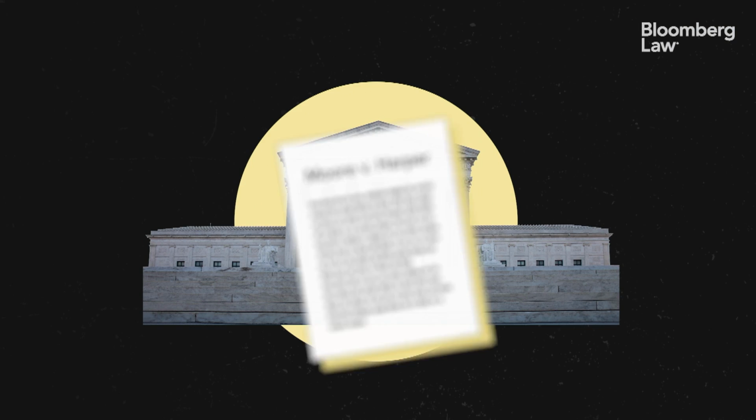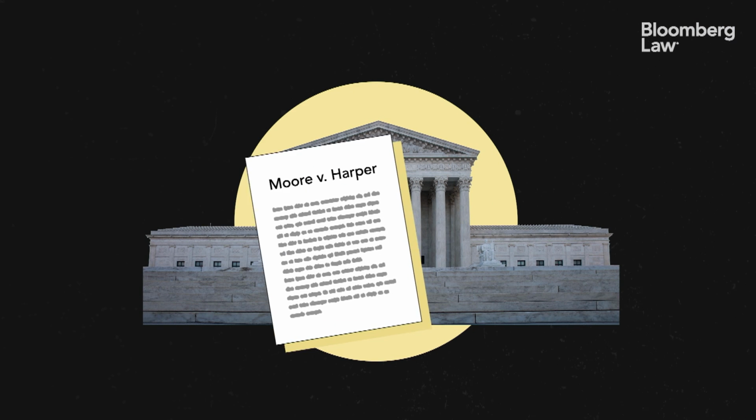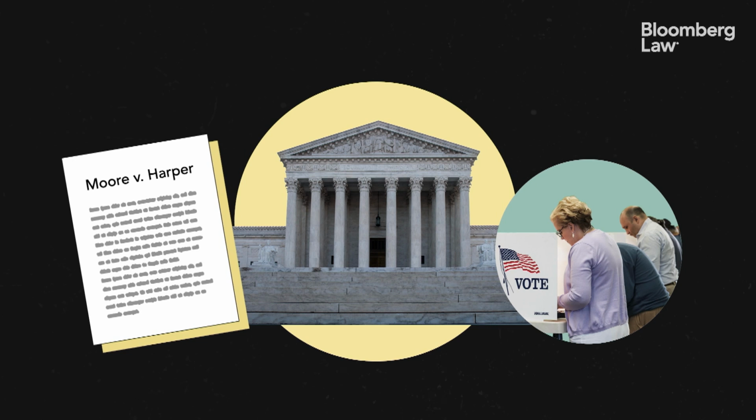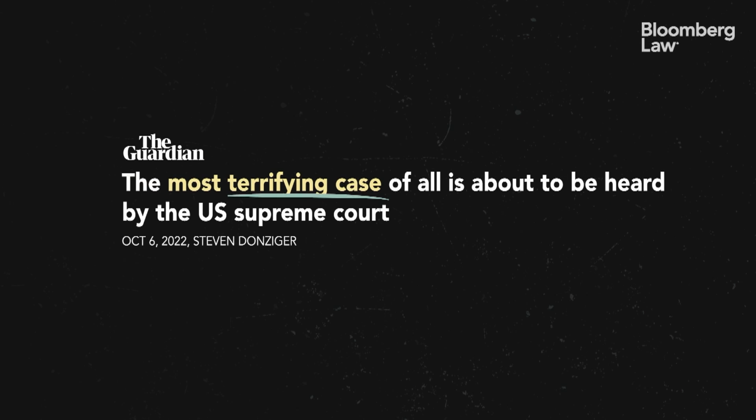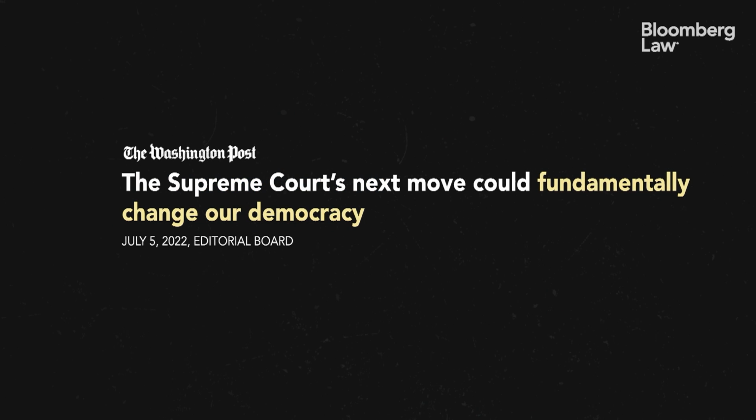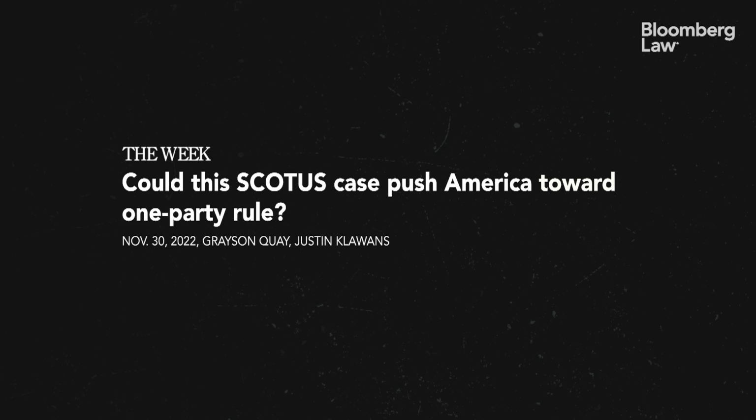There's a case before the Supreme Court that could radically change how federal elections are run. It's based on a fringe legal theory that some headlines warn is a threat to democracy. Here's what you need to know about Moore v. Harper. So Harper versus Moore is a redistricting case out of North Carolina.